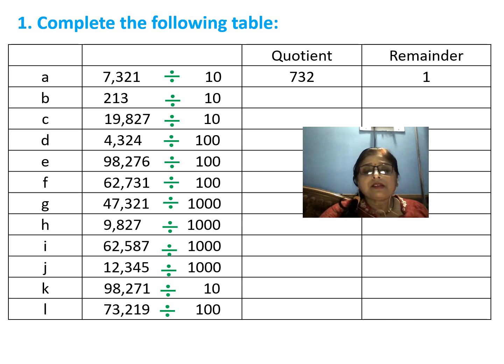Students, this is the next topic. Complete the following table. It means you have to find out the quotient and remainder. According to the rule, I have already explained how you will divide orally by 10, 100, 1000. So please recall that rule and then solve this table.